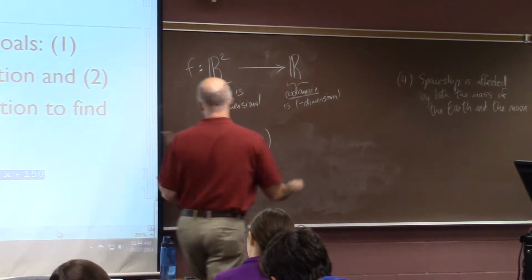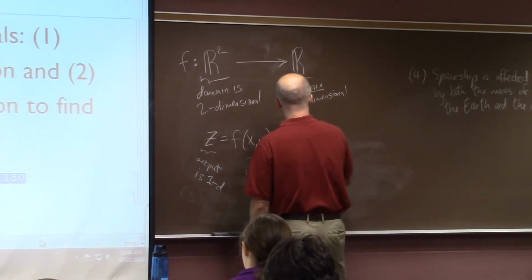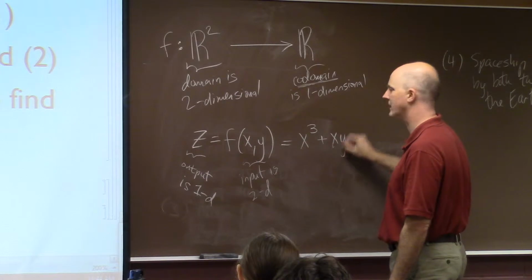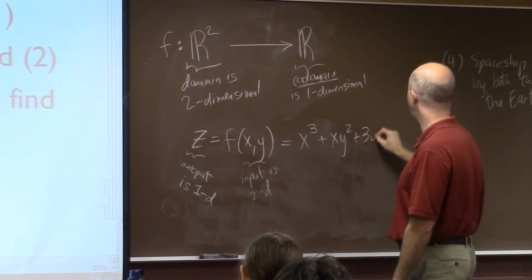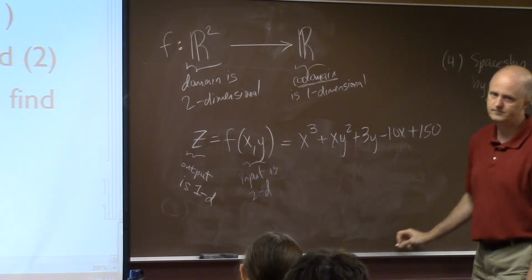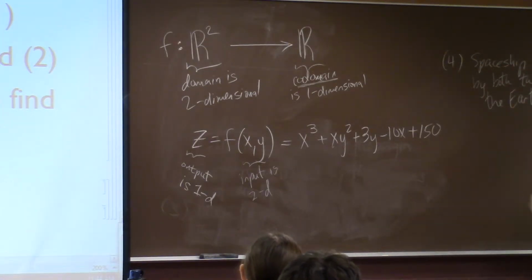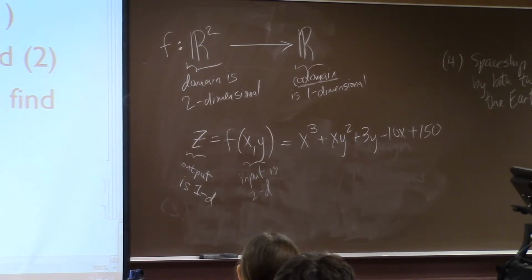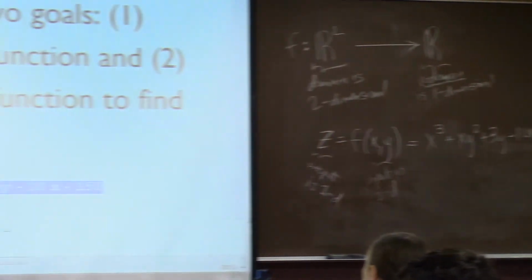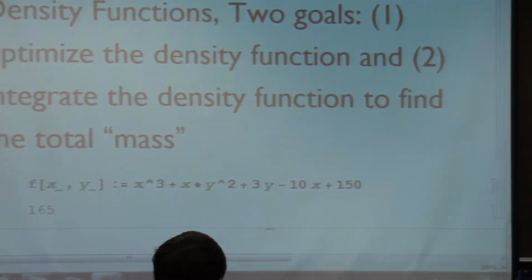And here's the example. The formula for this function is f of x y equals x cubed plus x y squared plus 3y minus 10x plus 150. Okay, you've already read and worked on some problems from section 14.1, so what I'm about to do shouldn't be too unfamiliar to you. There's two main ways to plot a function like this.